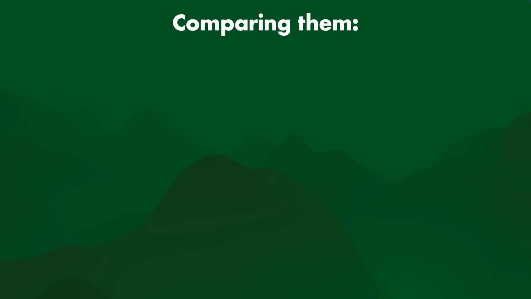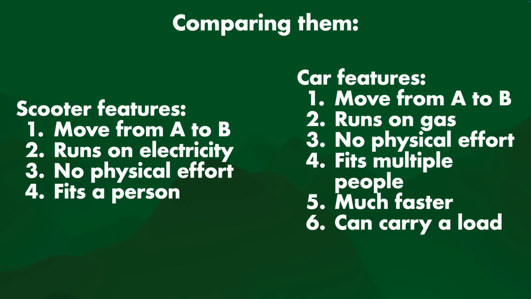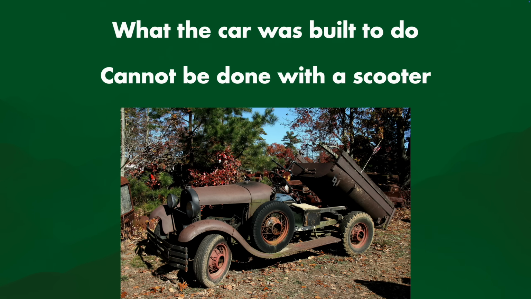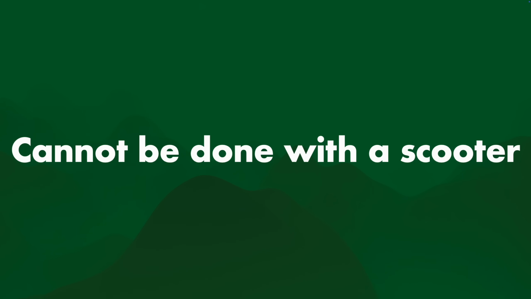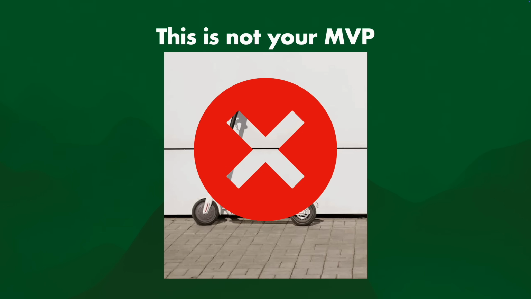So if you compare them, the scooter features and then the car features, the overlap is very little. So that scooter cannot achieve what the car does. So what the car was built to do cannot be done with a scooter. And that's the really, really critical part to understand here. It cannot be done with a scooter, which means this is not your MVP. Don't build it. It's bad.